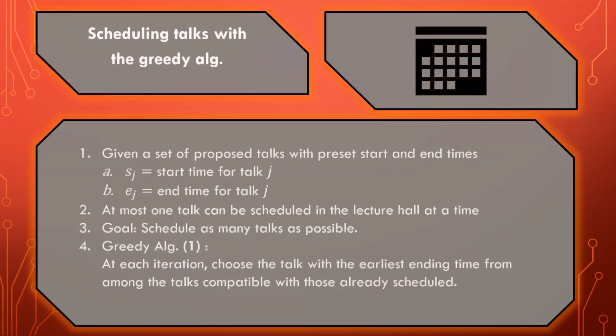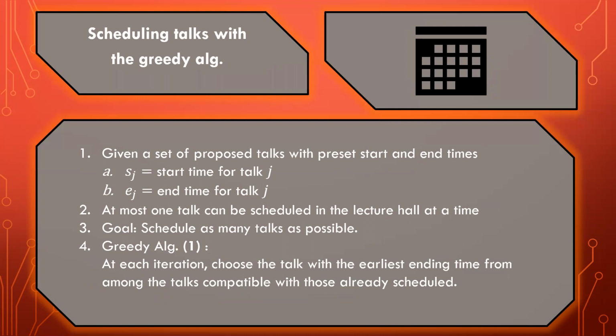Let's look at another example. Let's say we want to schedule some talks. So we only have 1 room available, and we have a bunch of people that are trying to schedule talks in that room. At most, 1 talk can be scheduled in the lecture hall, right? We can't be double booking it. And we want to schedule as many talks as possible. Now we're going to be looking at 1 example, but keep in mind this could scale up.